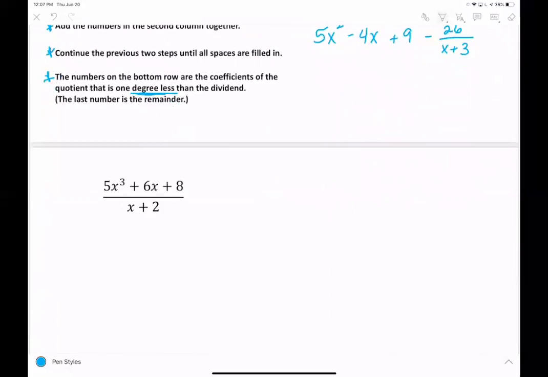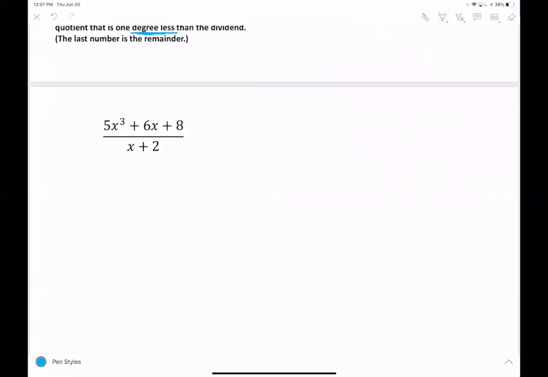So let's do one more. When we set this one up in synthetic, I'm going to write the coefficients of the numerator. Notice the exponents: I have a 3 and then I have a 1, so we missed the square term. When we write these out, I've got to have a place for everything. So the 5 goes with the cube term. I need something for the square term, so I'm going to put a 0. The 6 is for the x term, and the 8 is the constant. And then I'm going to use the opposite of this number, which is a negative 2.